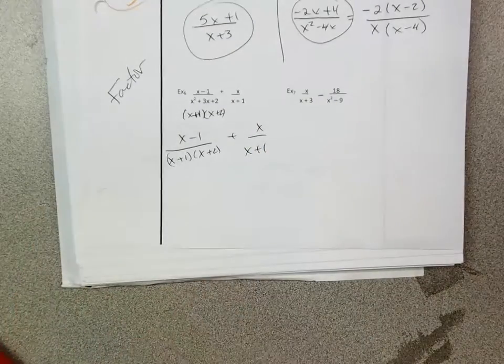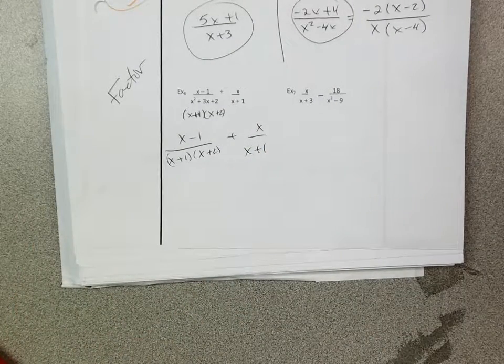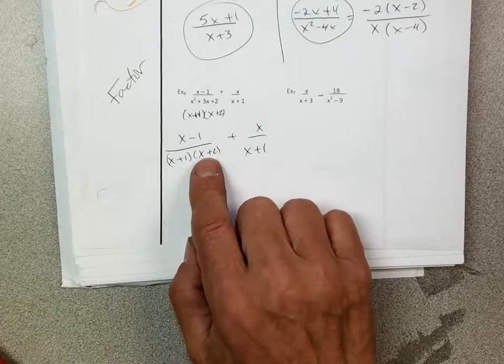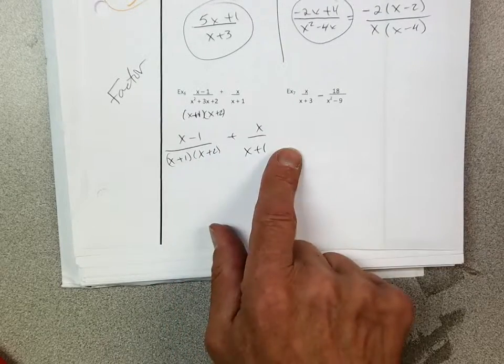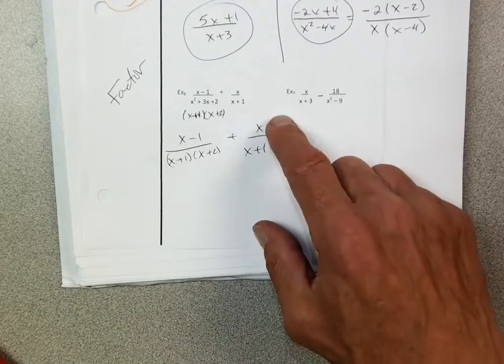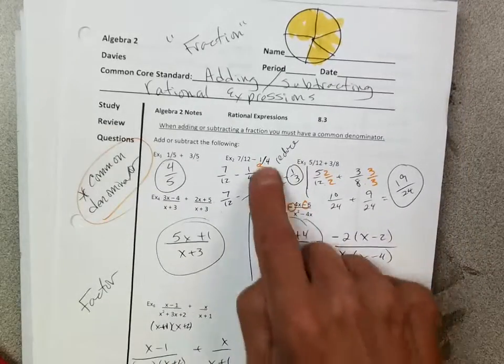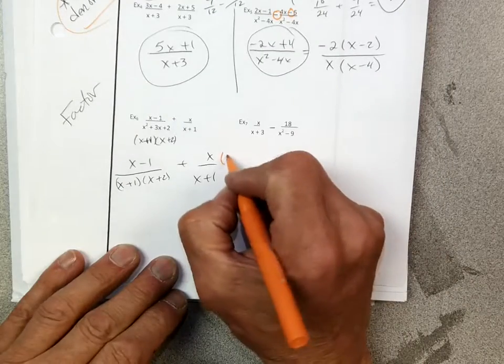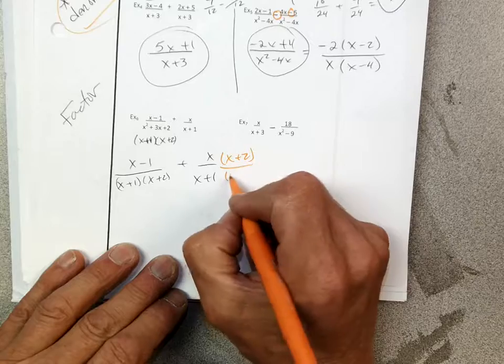Okay, how am I doing? Now by factoring, it's a little bit easier to figure out what the common denominator is. So we need them both to be the same, right? This has an x plus 2. This fraction does not. So we multiply this fraction by x plus 2 over x plus 2, just like we did 3 over 3, just like we did 2 over 2.